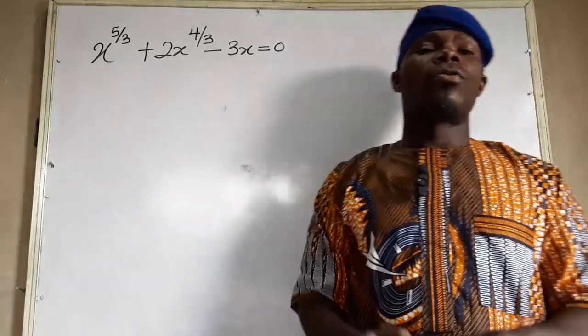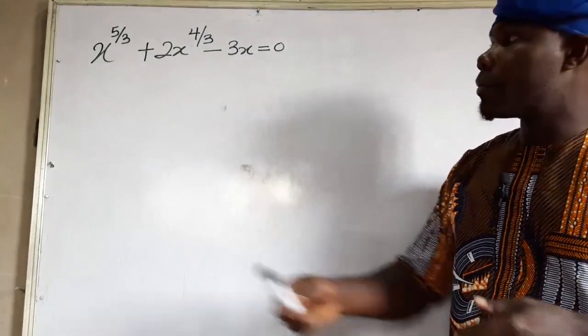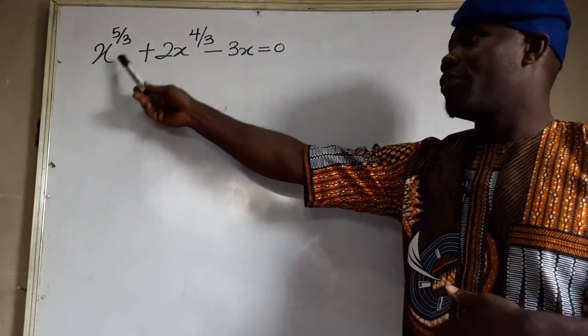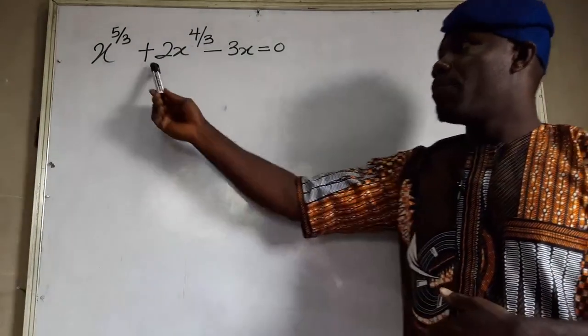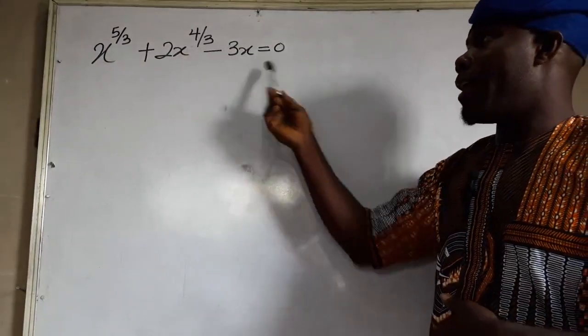Clinic. Today we want to solve indices of a radical simple equation. This is x raised to power 5 over 3 plus 2x raised to power 4 over 3 minus 3x is equal to 0.